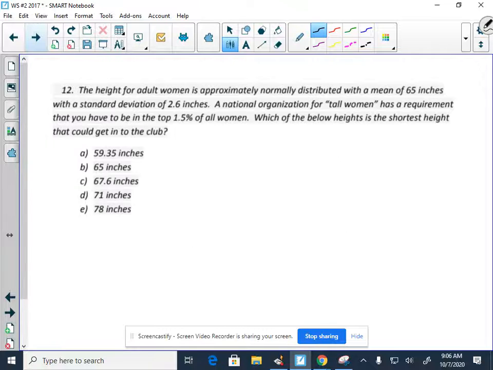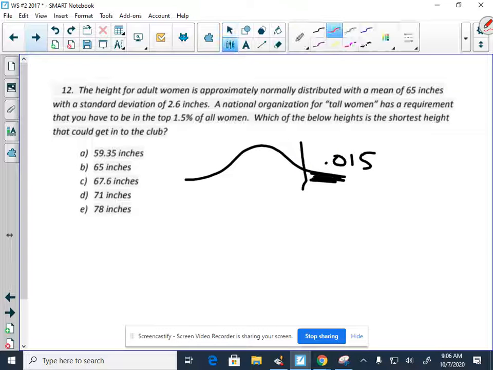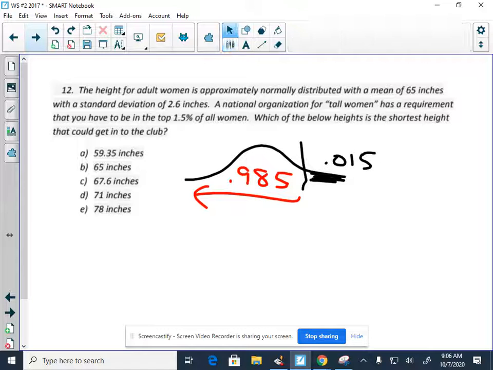Sorry. All right. The height is normally distributed, and they have a requirement to be in the top 1.5% of women, which is the shortest height that can get in. So to be in the top 1.5%, this has to be 0.015. So we have to do an inverse norm of 0.985, because remember, inverse norm only does areas to the left. I'm going to finish this last question.